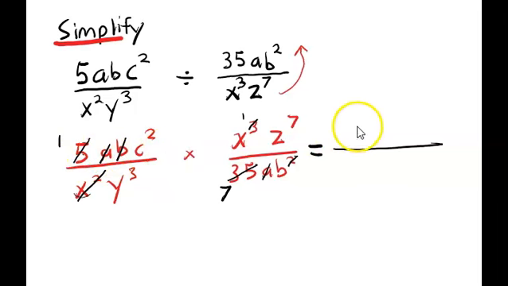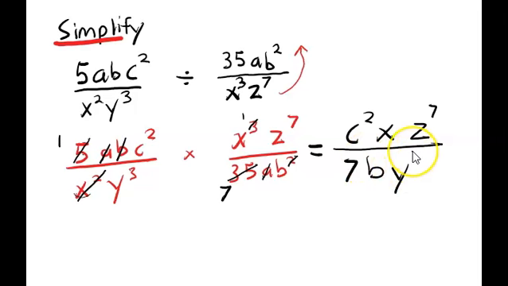So here we have c squared. And here we have 1x. And here we have z to the power of 7. Okay, we look at the denominator, we have 7 here. And here we have b and y to the power of 3. So this is your answer here. Okay, so we managed to simplify this.